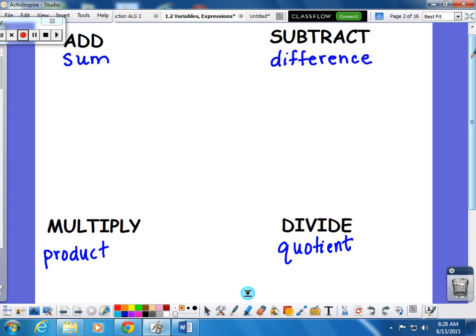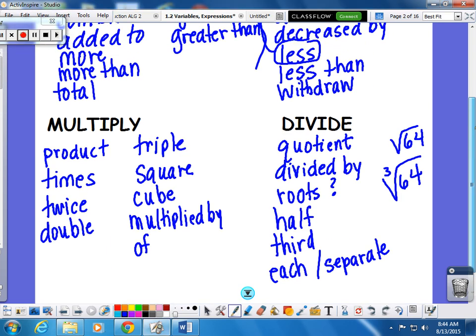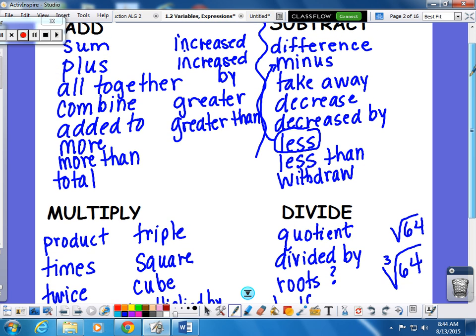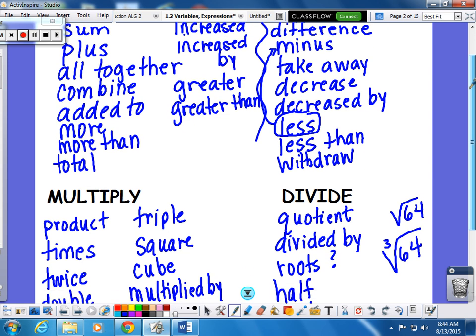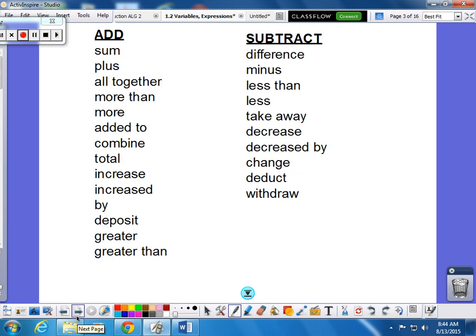Let's see how many you can think of. Okay, so these are the words that we've come up with that mean to add and subtract and then multiply and divide. Are there any on here that we didn't use? We didn't say deposit because if we make a deposit into our savings or checking account, we add, right? And just like that, someone said you could withdraw from subtraction. I don't think we use the word deduct.